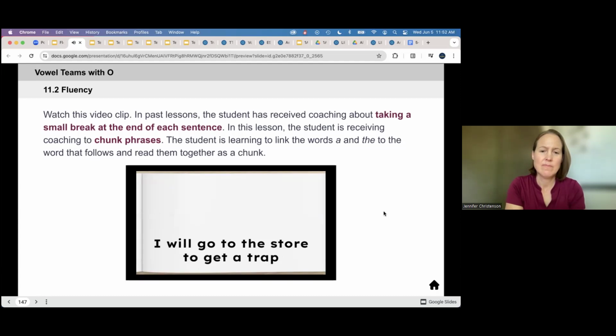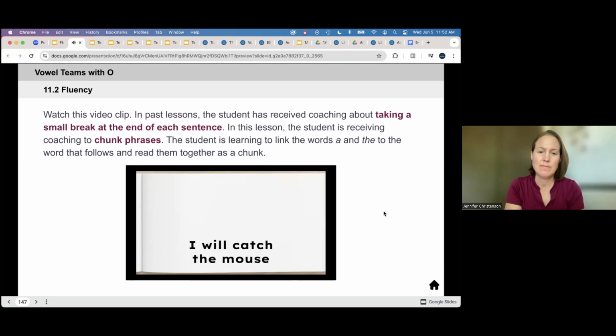I will go to the store to get a trap. Nice reading. Okay, this time I want you to read it faster. Put this word together with this one. So you're going to say the store, the store. I will go to the store to get a trap. Yeah, and then these two go together, a trap. A trap. Nice.